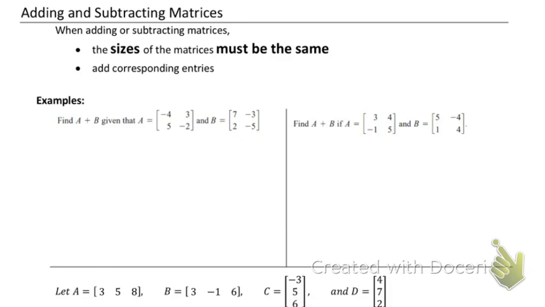So always check to make sure they're the same size first. So we look at A equals the matrix that is a 2 by 2. The other one is a 2 by 2, so they are in fact the same size. So that's the same size as this one. They're both 2 by 2. So I can add them.